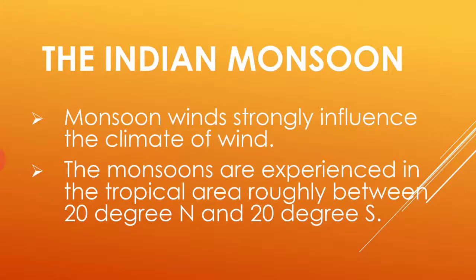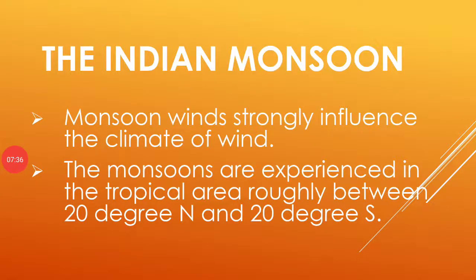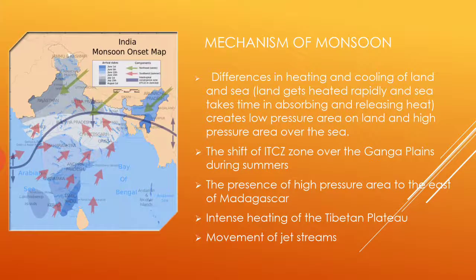Now, the Indian monsoon. The climate of India is strongly influenced by monsoon winds. The seasonal reversal of wind system is known as monsoon. The monsoons are experienced in the tropical area roughly between 20° north and 20° south. Now the mechanism of monsoon.